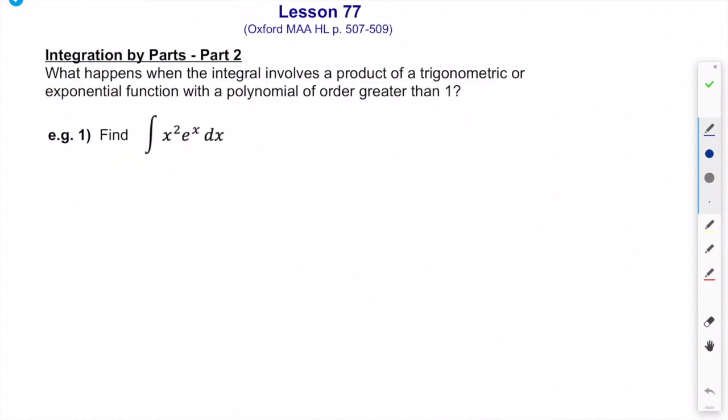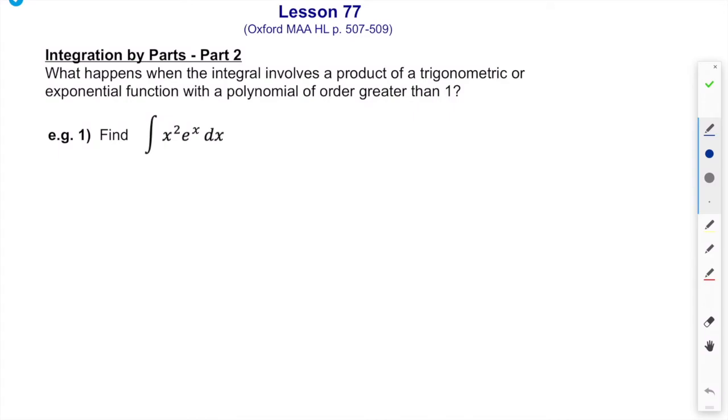Lesson 77. In this lesson, we will continue to look at integration by parts. In particular, we're going to focus on the types of functions where they involve a product of a trig or exponential function that has an order 2 or higher polynomial involved.